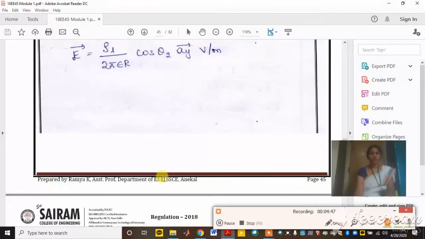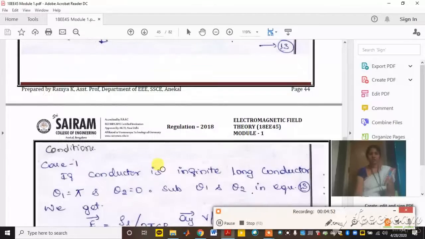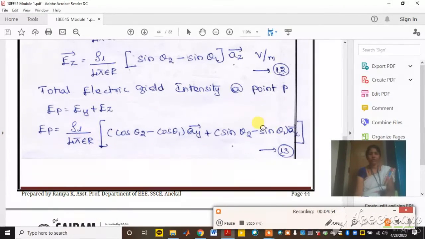This is how you need to solve the expression for your electric field intensity. It is the main expression that you need to keep in mind for solving all problems. In all the problems, theta 1 and theta 2 are going to be variable.